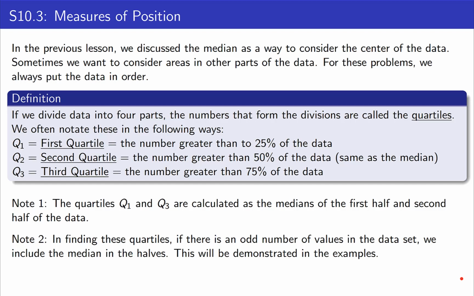In this lesson, we're going to talk about measures of position. This is an extension of the concept of the median being the center of the data. We might also want to know more than just where is the center of the data, but where is the first quarter of the data? Where is the third quarter of the data? So to do this, we call these things quartiles.